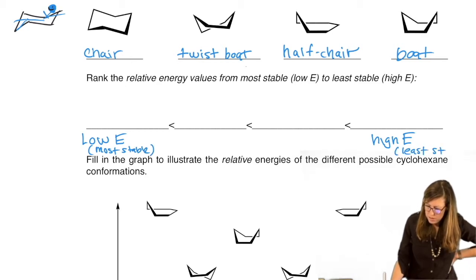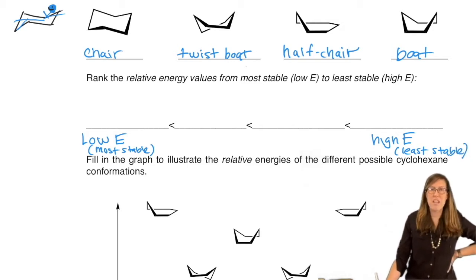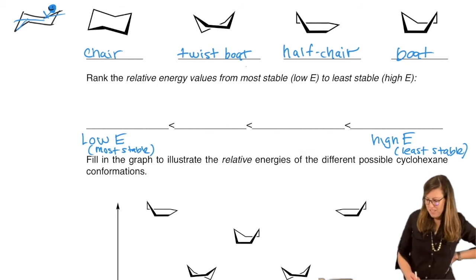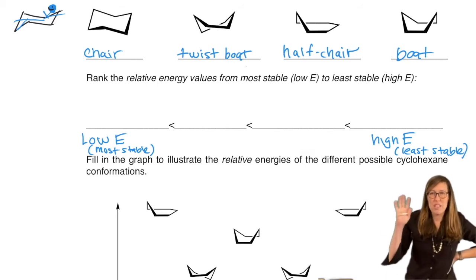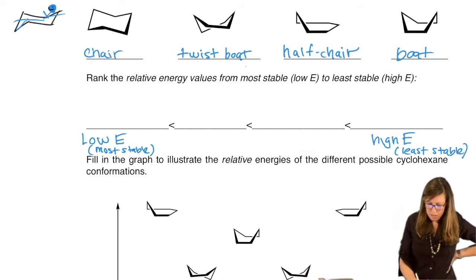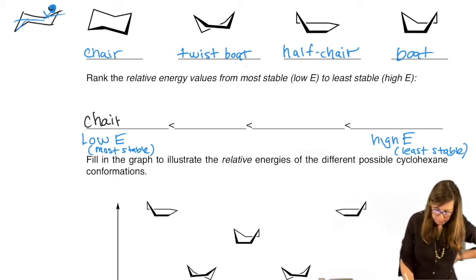It's important to write that out just because it's easy to reverse trends when you have most and highest not matching. Most and least match with highest and lowest, and it can get confusing. So write it out, spell it out, take your time. Lowest energy means the most stable. We've concluded the chair is where it's at.